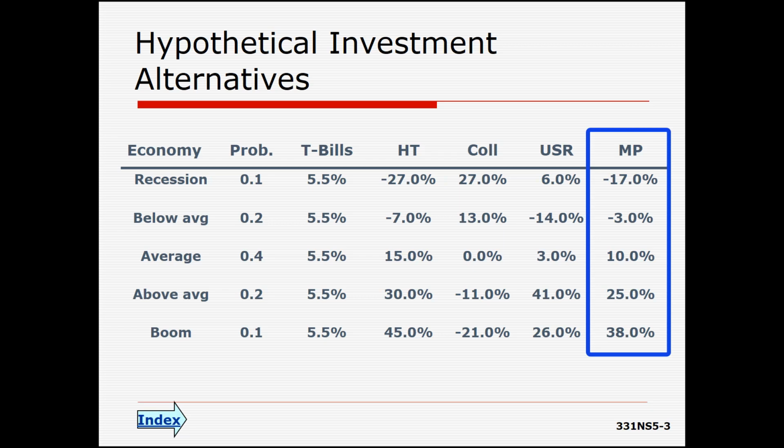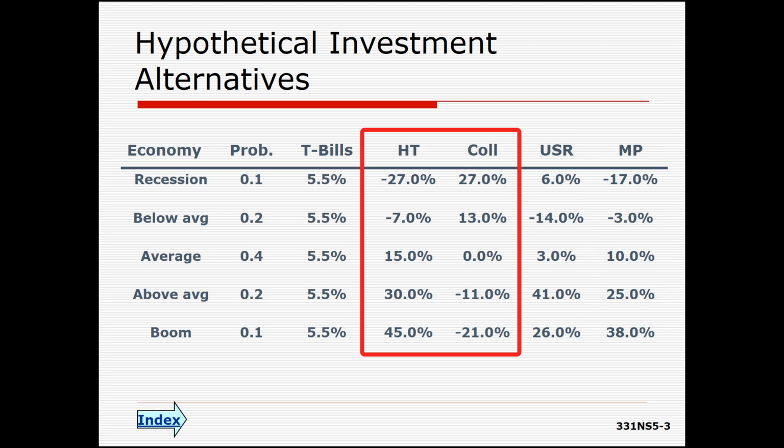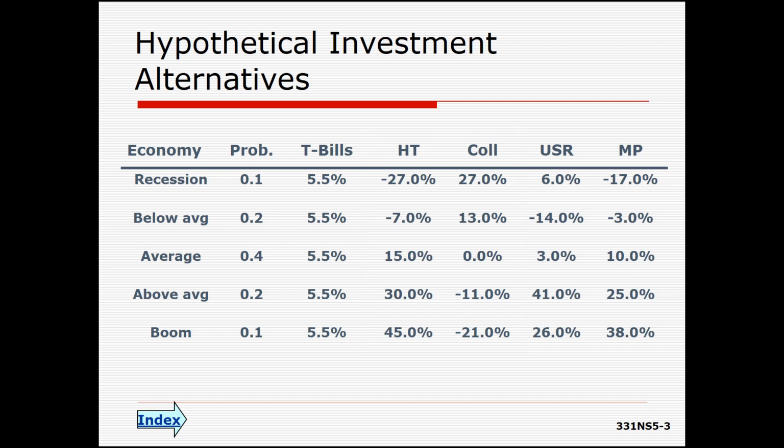This is a theoretical construct meant to represent all traded assets. The S&P 500 is typically used as a proxy for the market portfolio. And finally, our two sample assets, HT, high-tech, and collections. We'll be using them in our examples.